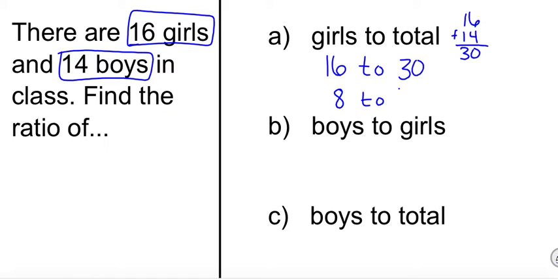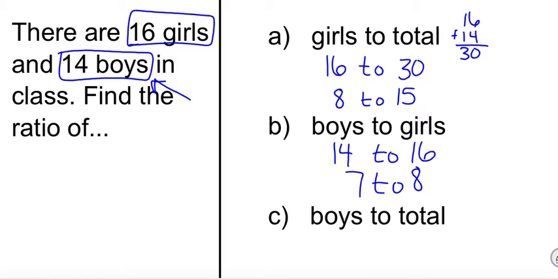And I'm going to divide 30 by 2 to get 15. And I can leave it like that. Then I need to compare boys to girls. I look back and it tells me that my boys were 14 and my girls were 16. Again, I have to reduce that. I know that 2 goes into both of them, and that would become a 7, and this would become an 8.